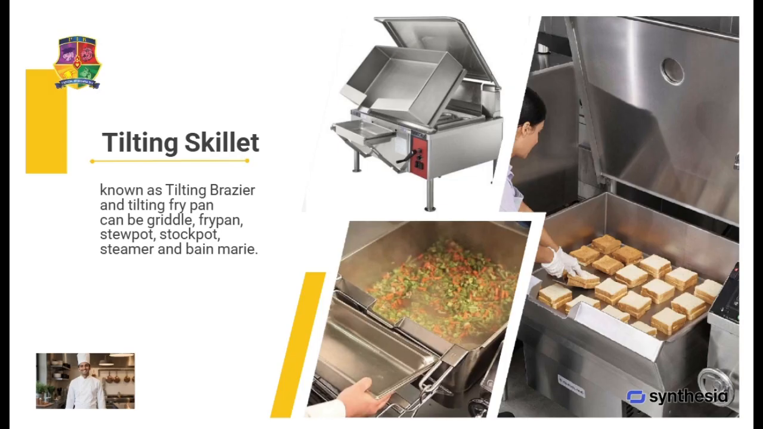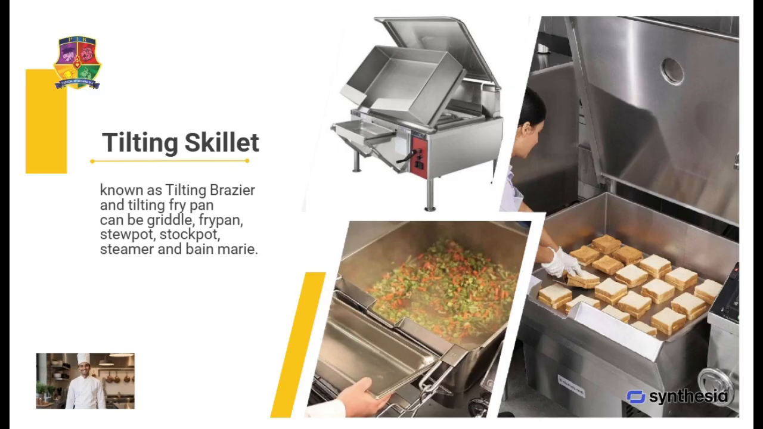The cooking pan can be tilted forward, making it much easier to transfer food into another container. This is especially useful when handling large quantities of liquid or cooked food because we do not need to lift the entire pan manually. If we look at the images, we can see how the equipment is used for different preparations, including large-scale vegetable cooking and other food production.